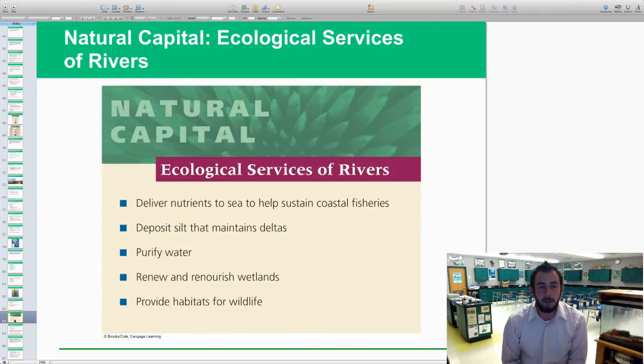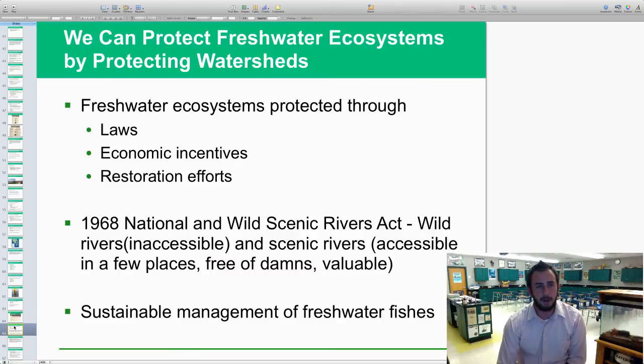Ecological services of rivers: they do a lot of stuff. They deliver nutrients to the sea and help sustain coastal fisheries. They deposit silt that maintains deltas and floodplains, and purify water for us. They renew and renourish wetlands, and also provide many different habitats for wildlife.